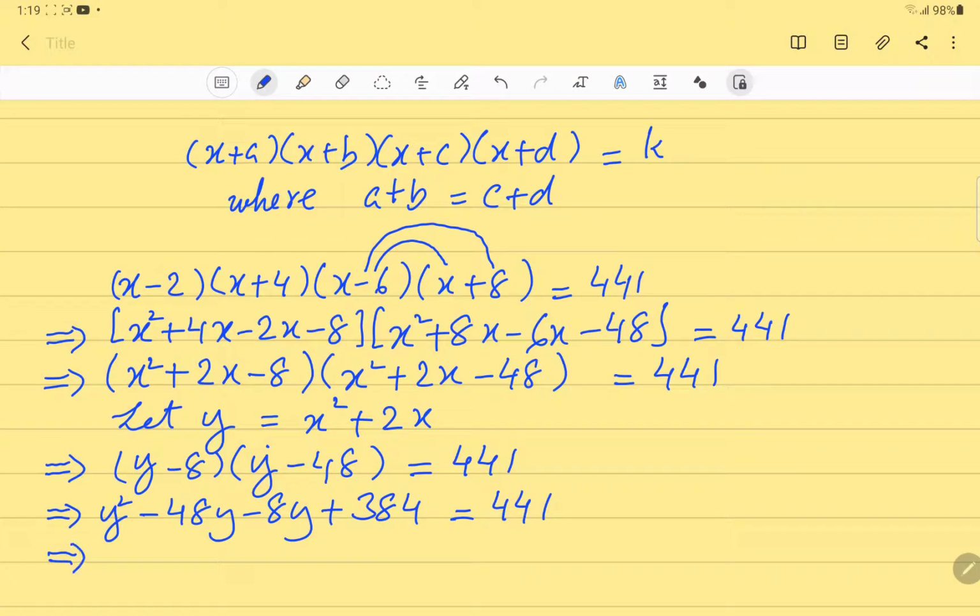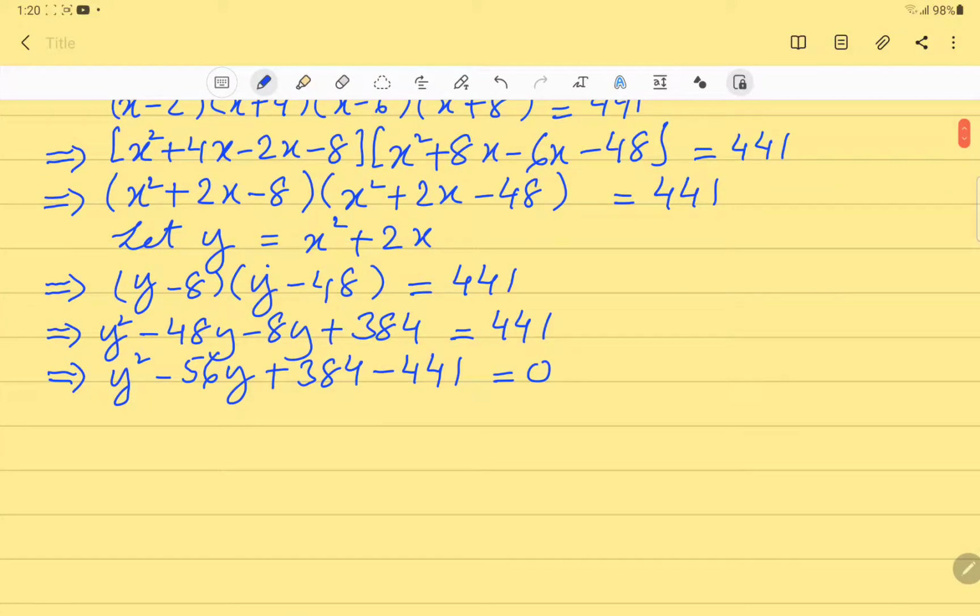Okay, we will further simplify it. So y squared, minus 48 minus 8 is minus 56y, plus 384, and we will bring that 441 on the left side, so it will become negative. Again we will simplify it. y squared minus 56y minus 57 is equal to 0.